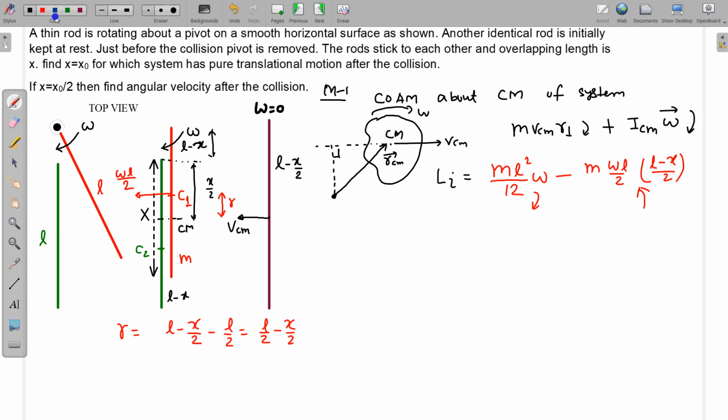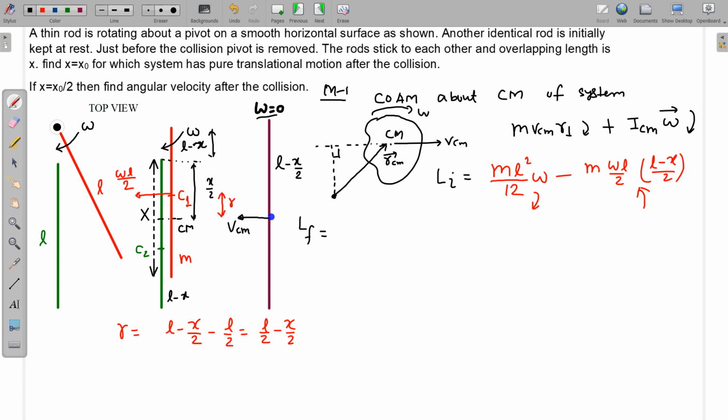Now coming to L final. Just think of this complete system as a rigid system, and this rigid system has no angular velocity. That means we don't have any term of ICM into omega in L final. And what about the first term? The first term is mv into r perpendicular, the perpendicular distance from this point to this line of action.